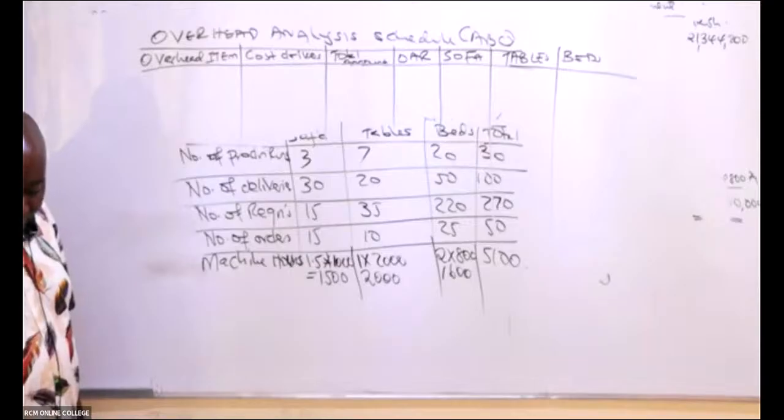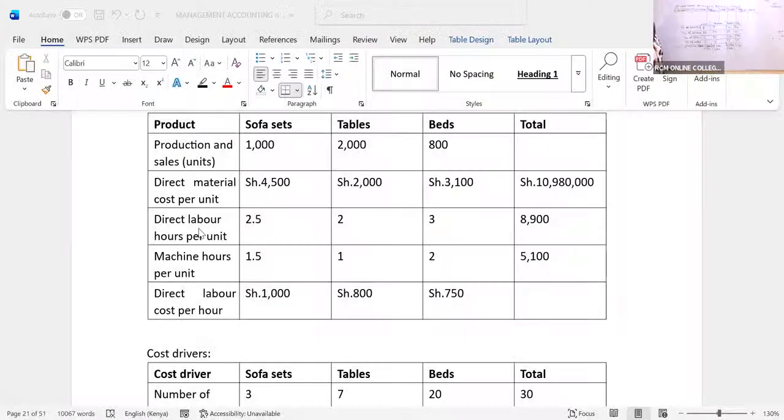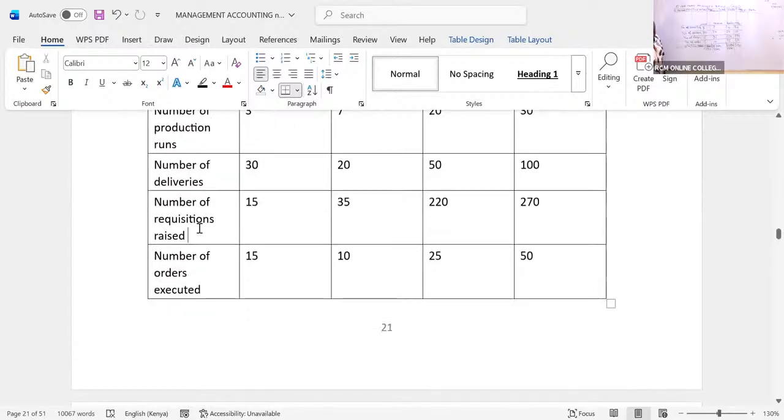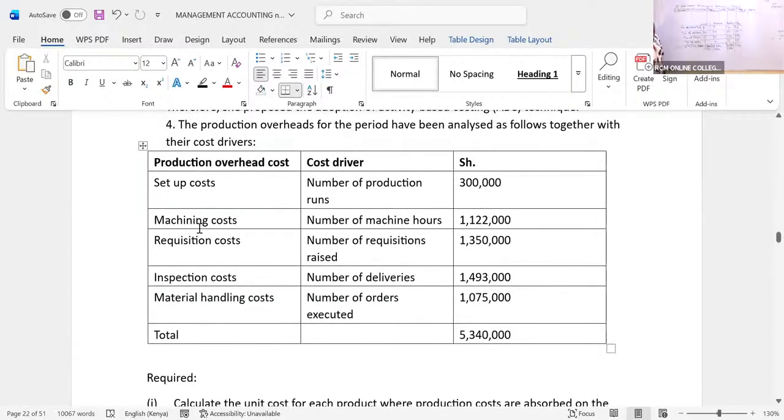So then we start with the first overhead item given. If you come to this table where they have given us production overheads, we start with the first one, which is the setup cost. What is the cost driver there? Production runs. Total amount, 300,000 shillings.